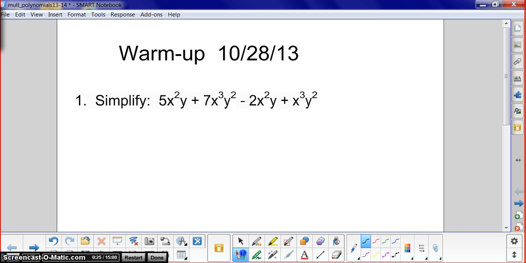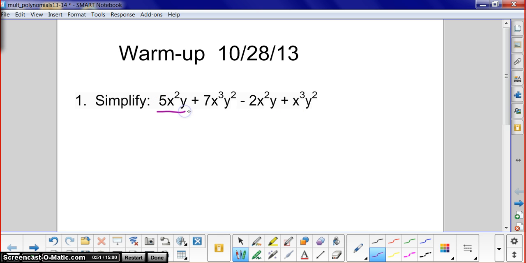Here we're trying to just basically find where the like terms are. The like terms are where the variables and the exponents are the same and to the same degree. So what I mean by that is x squared y, the only thing I can add to that is another x squared y. And here's another x squared y over here. Here I have x cubed y squared. That's obviously not the same, but over here I do have an x cubed y squared.